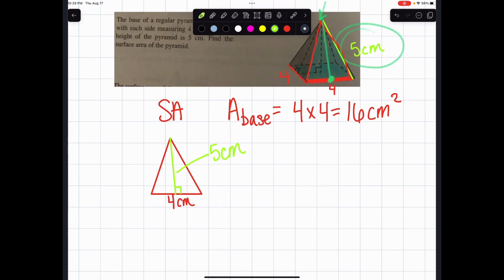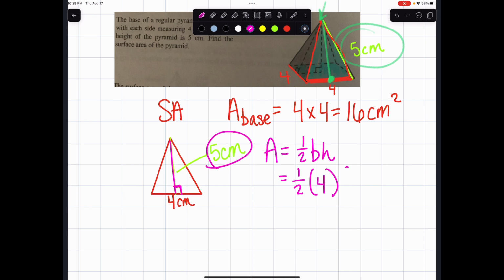So if I want to find the area of one of the triangles, it's just a triangle. Area is 1/2 the base times the height. So it's 1/2, the base is 4. The height is actually the slant height, which is 5 centimeters. And when I multiply that out, I get 10 centimeters squared for the area.